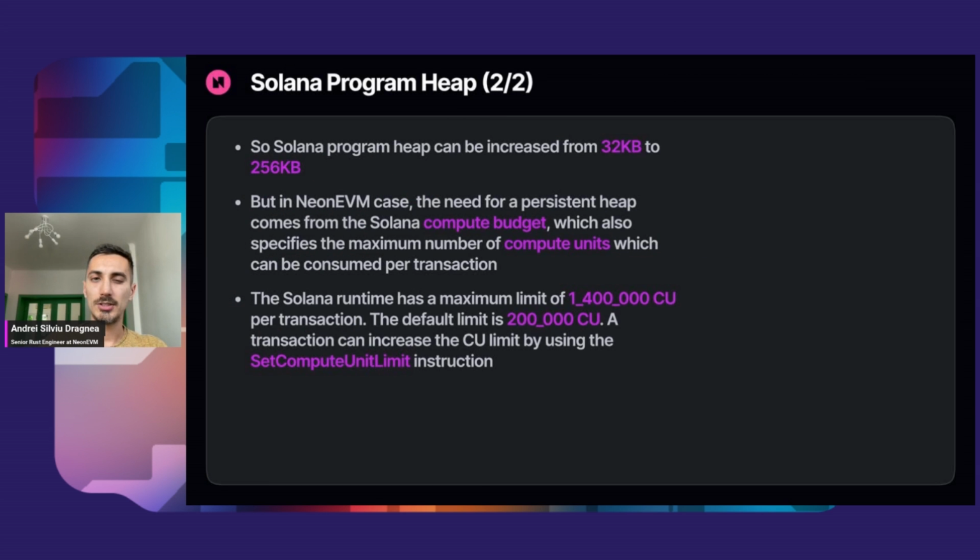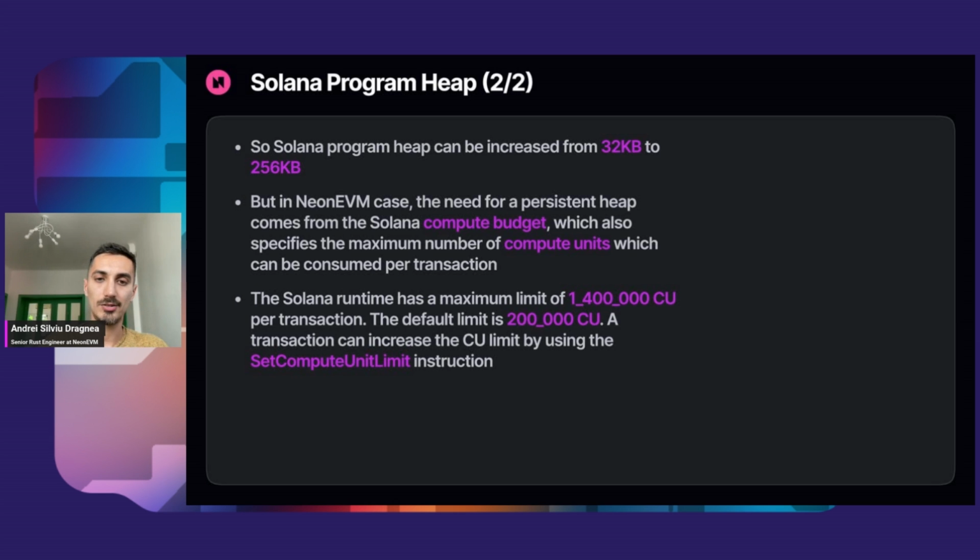So, some conclusions about the Solana program heap. It can be increased from 32 kilobytes to 256 kilobytes. But in our Neon EVM case, the need for a persistent heap is not necessarily related to its size, but to the fact that Solana defines a thing called compute budget, which is a list of limits that a transaction has to respect during its execution.